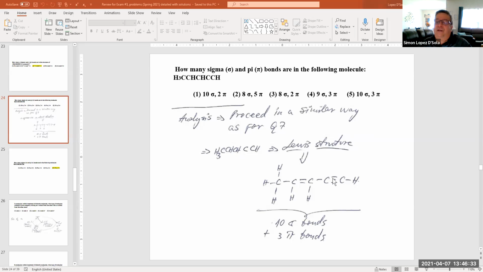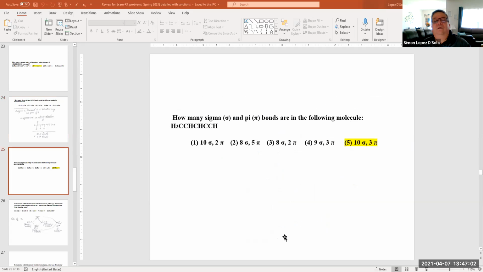So let's count the sigma bonds. Starting from the left, you have 1, 2, 3, 4, 5, 1 in the double, 6, 7, 8, 1 in the triple, 9, and 1 here, 10. So 10 sigma bonds. And for each double bond, you have 1 pi. Here we have 1. And for each triple bond, you have 2 more. So 1 and 2 is 3. You have a total of 3 pi bonds. So as a conclusion, the answer for that is 10 sigma and 3 pi's.